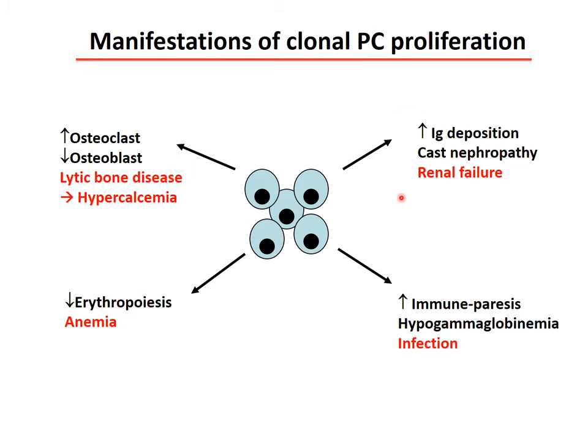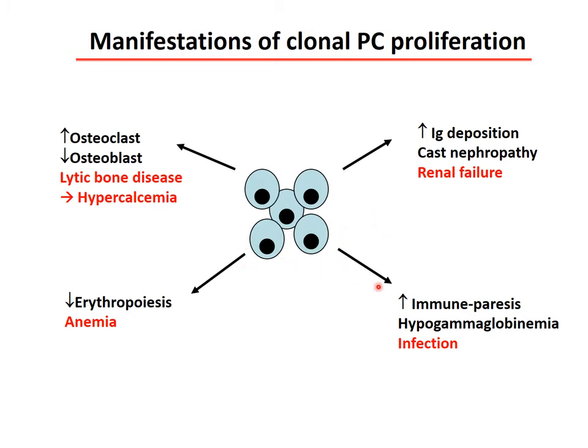If you have an IgG deposition, light chain, heavy chain, or any kind of hemoglobin in the kidney, that can cause kidney failure or renal failure. And due to the mass effect in the bone marrow that suppresses erythropoiesis and thrombopoiesis, that is going to cause anemia, relatively very severe anemia, and thrombocytopenia.